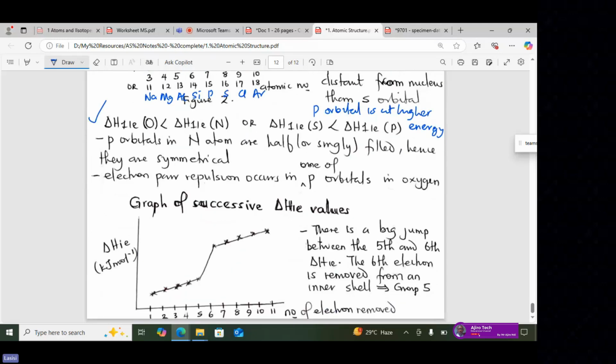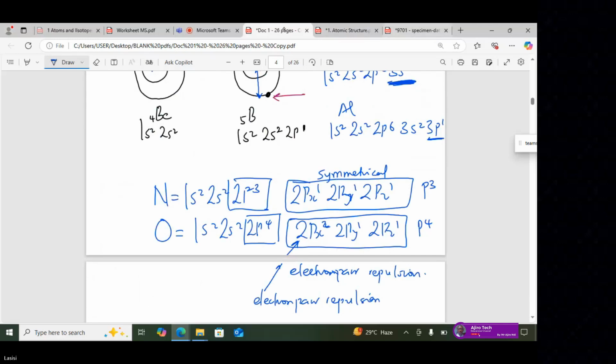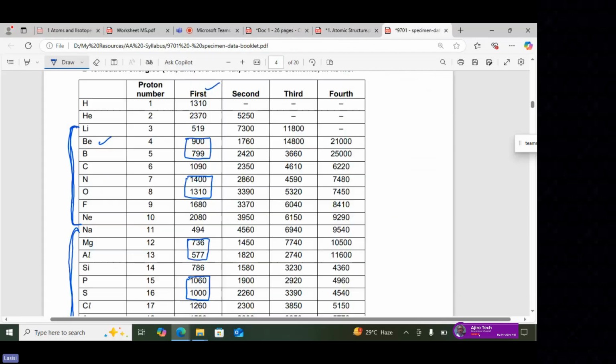Finally, successive IE values. How do you know the group an element belongs to when you see the values? Look at this. The textbook I shared with you, let me just use that booklet. Now look at it. Suppose we don't know the group it belongs to. Look at magnesium. What's the first IE of magnesium? 736.